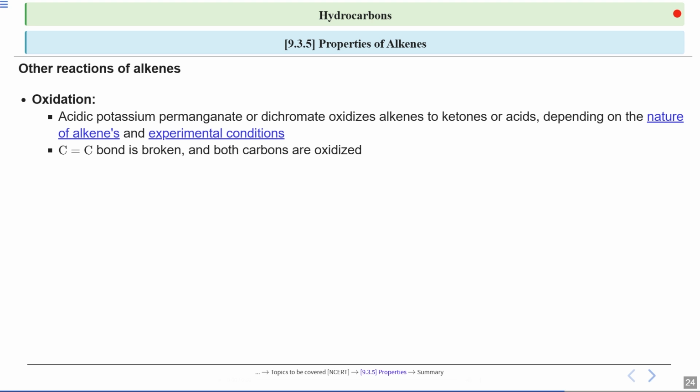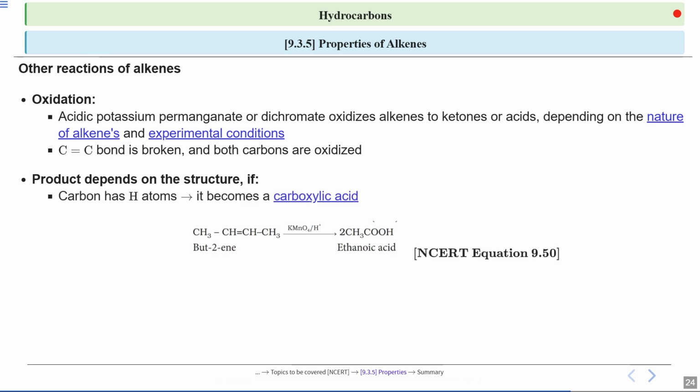So, what is happening in this reaction? Again, the double bond between carbons is breaking and both carbons are getting oxidized, meaning they are gaining oxygen atoms or losing hydrogen atoms. This is the key feature of any oxidation process. How will the product depend on the structure? Let's see. If your carbon has hydrogen atoms attached to it, then it will become a carboxylic acid.